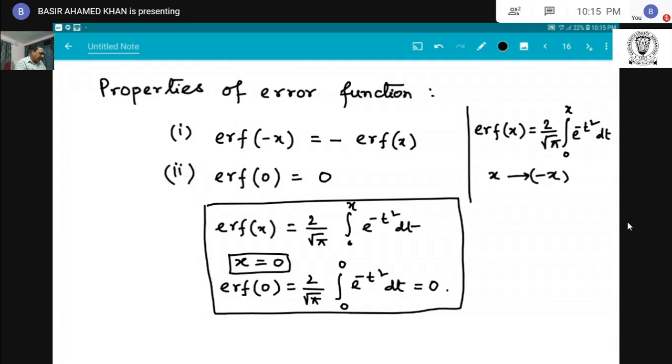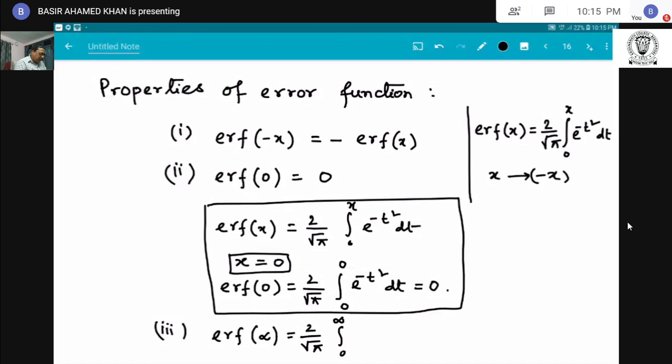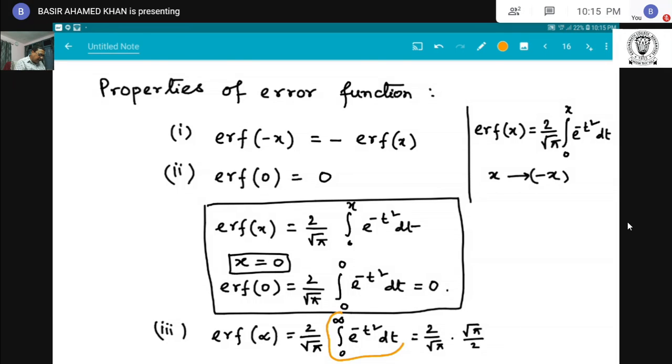Third property of error function is error function of infinity equal to 2 by root pi times the integral from 0 to infinity of e to the power minus t square dt, equal to 2 by root pi into root of pi by 2, because we know that the value of this integral is root of pi by 2, and we will get this equal to 1. This is the third property.